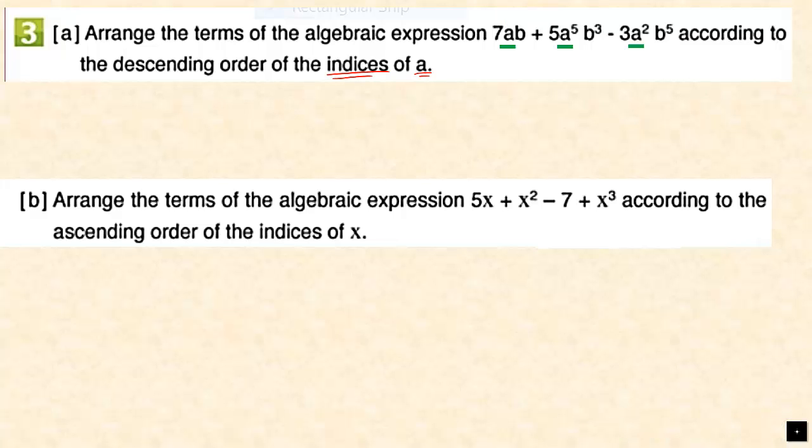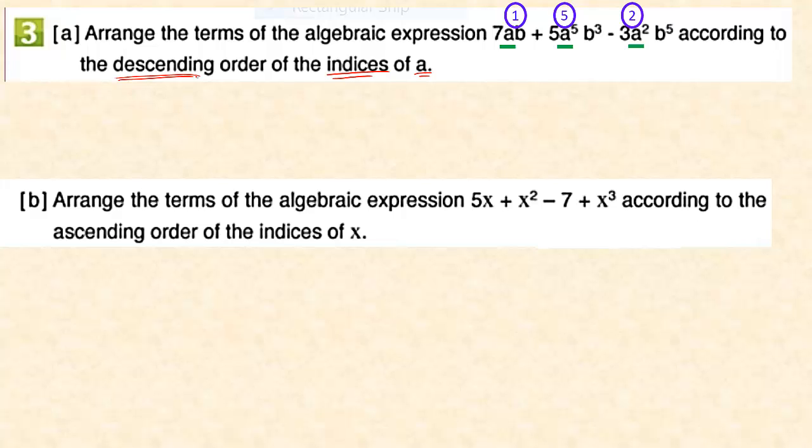So here 7ab, a has the power of 1. 5a to the power of 5, b to the power of 3, so here the indices of a is 5. 3a squared, b to the power of 5, so the indices in this term for a is 2. And then let's see, he wants me to arrange it according to the descending order. Descending order means from the greatest to the smallest.